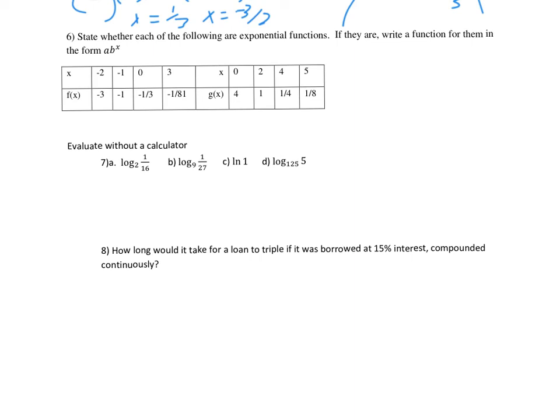All right, next up, number 7. I'll go ahead and I'll do part B here. It's probably the toughest one. So we're going to set this equal to x. I'm going to switch it to exponential form, so 9 to the x equals 1 over 27.